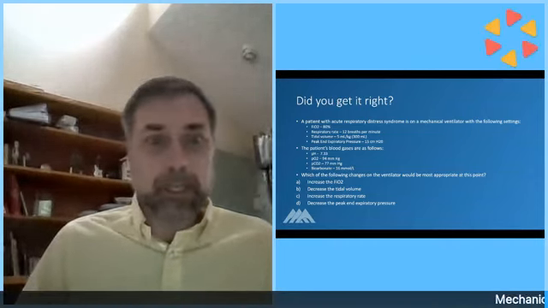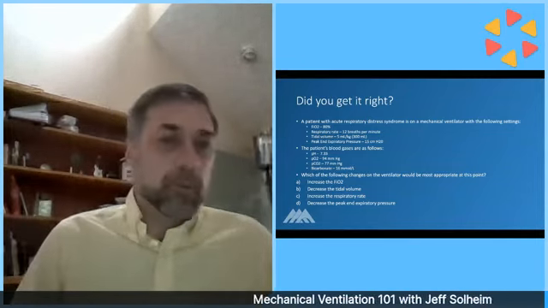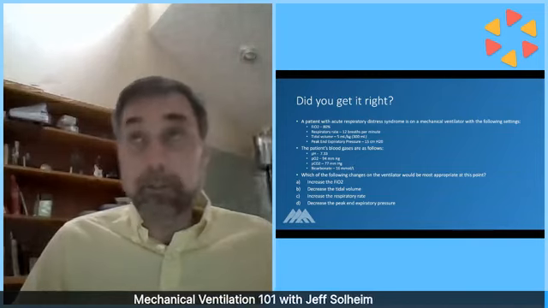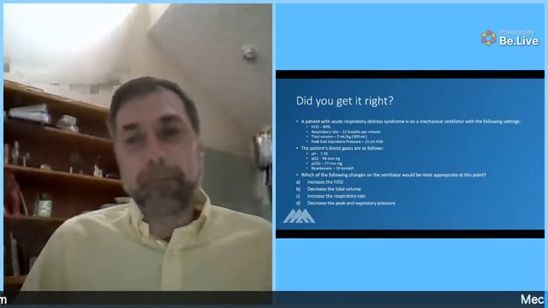So this patient is in just a little bit of a respiratory acidosis. There's certainly the respiratory side is screwed up. We can tell that from the PCO2, and the pH is just below normal, so that makes it a respiratory acidosis. Looks like there's a little bit of compensation going on there with that bicarb. So which of the following changes on the ventilator would be most appropriate at this point?